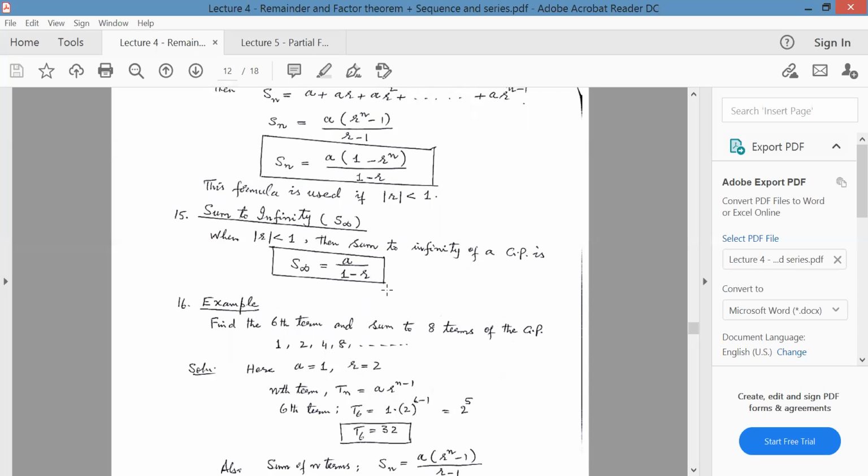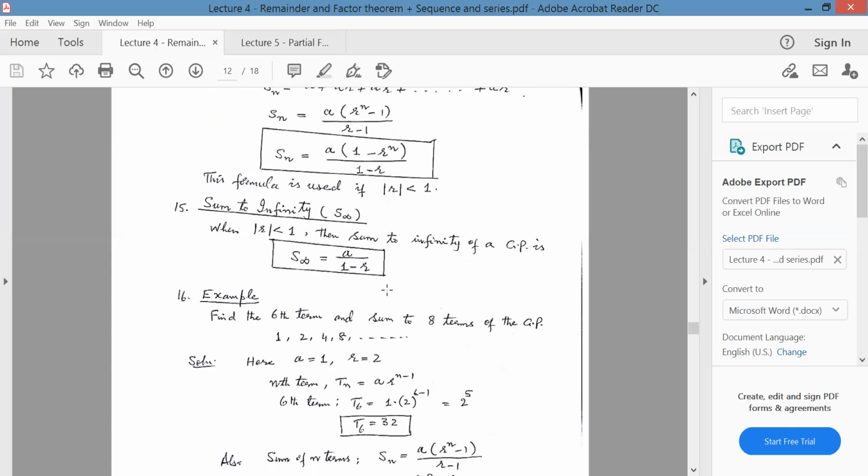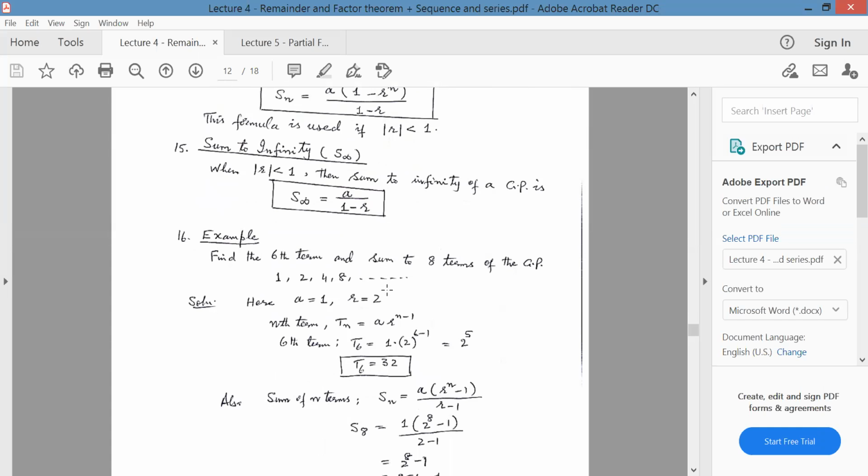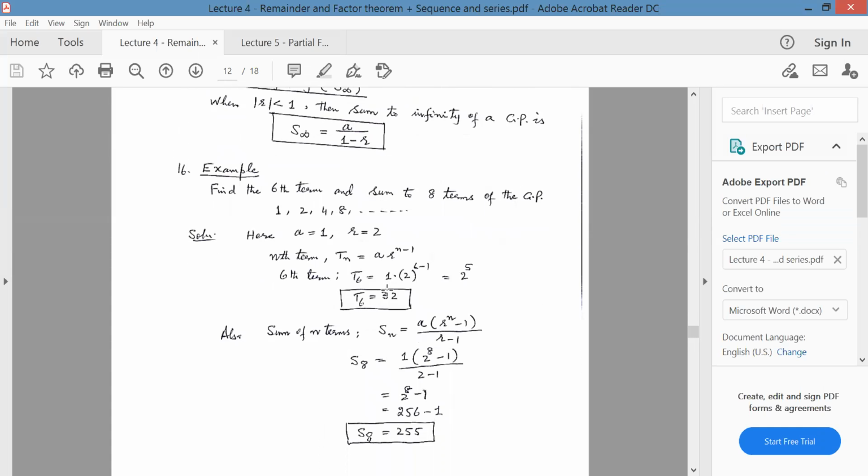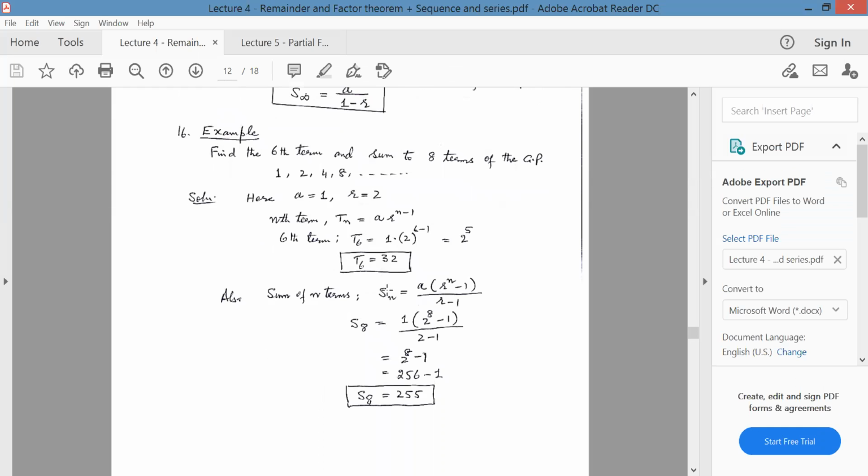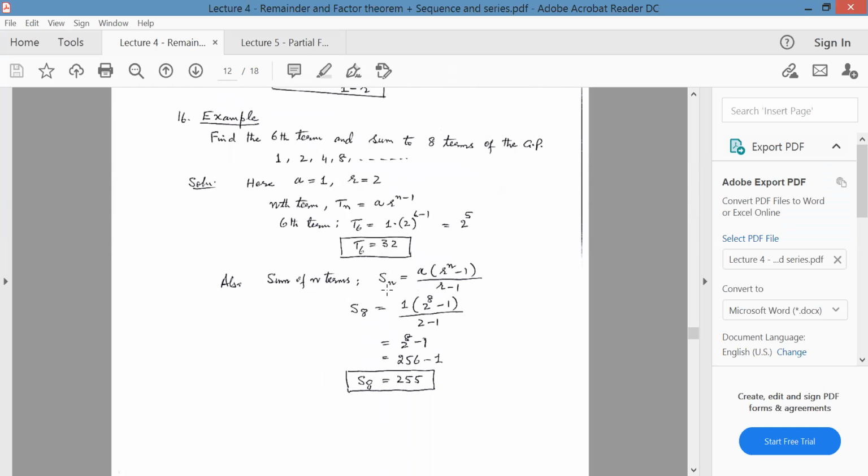Okay, we do some questions, some examples. This is in front of you an example. Find the sixth term and the sum of the 8 terms in GP. GP series is 1, 2, 4, 8, and so on and so forth.